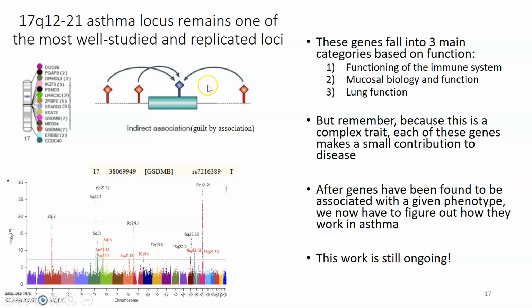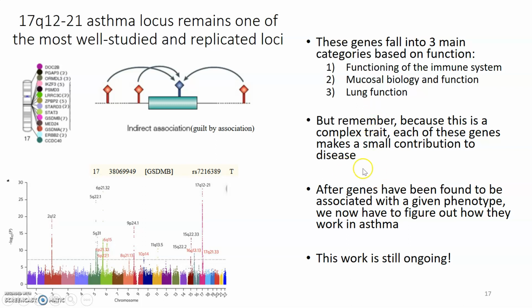And all of these genes, there's a number at this particular locus on chromosome 17, this well-known asthma locus. They fall into three main categories based on the function of these genes: they function in the immune system, they function in mucosal biology, and lung function, which makes a lot of sense when we think about the overall asthma phenotype. It's a disease that has a lot to do with not only the proper functioning of our immune system, but also mucosal biology and the functioning of our lungs.